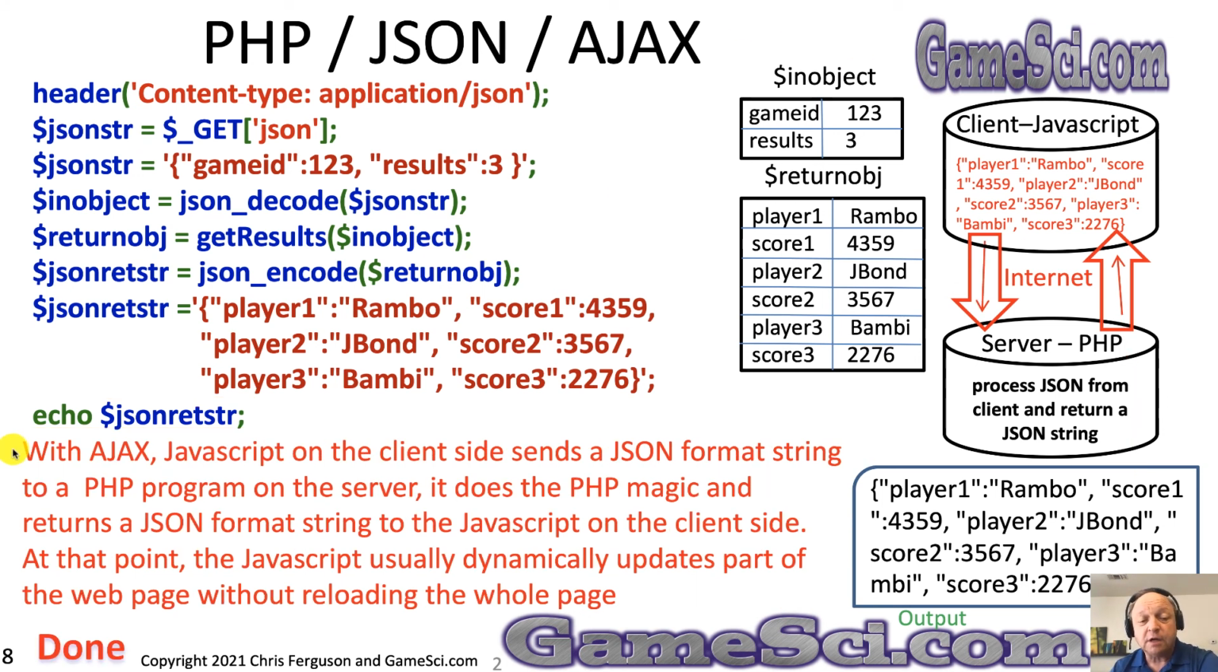With AJAX, JavaScript on the client side sends a JSON format string to a PHP program on the server. It does the PHP magic and returns a JSON format string to the JavaScript on the client side. At that point, the JavaScript usually dynamically updates part of the web page without reloading the whole page. This is actually helpful to PHP programs. No longer does the PHP have to worry about formatting the output. It'll send it back to JavaScript and let it format the output.